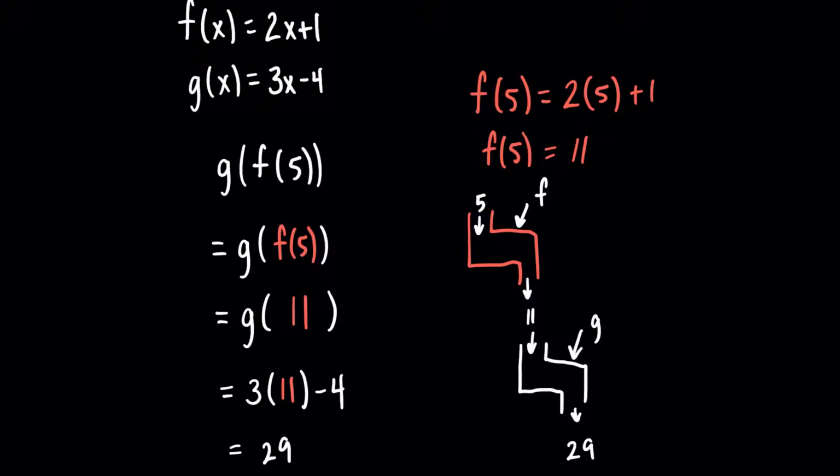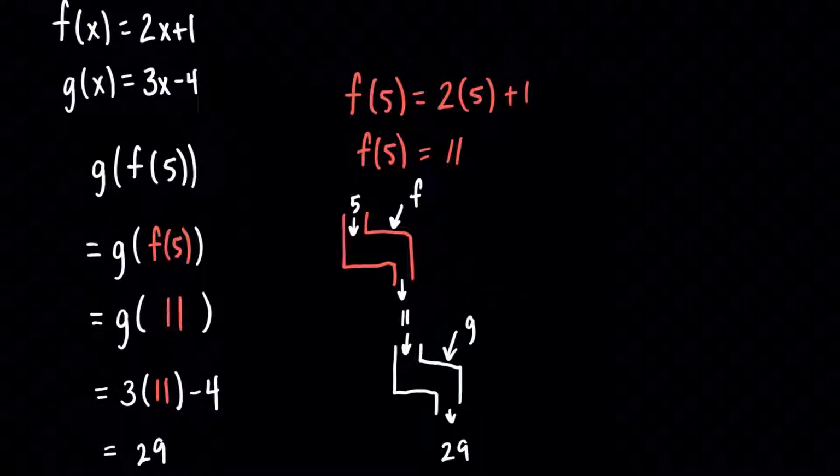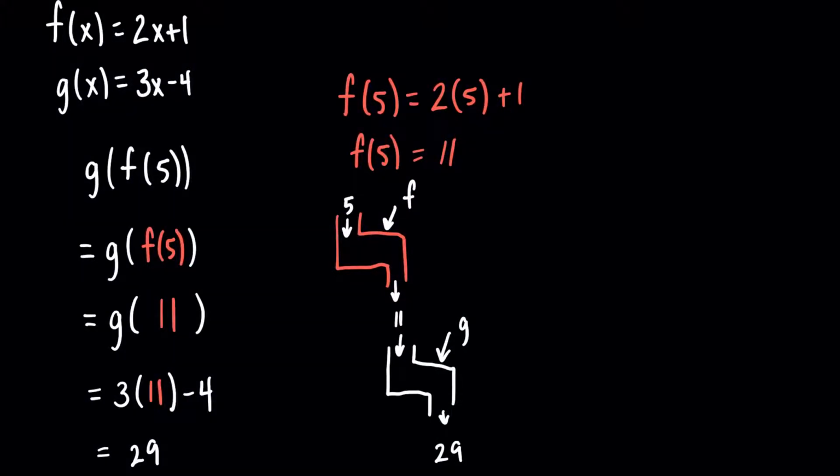So what we're saying here is if you take 5 and run 5 through the F function, and then take that result and run it through the G function, you should end up with 29. So that's G of F of 5. Let's do another one here. What would you get if you did G of F of 6?